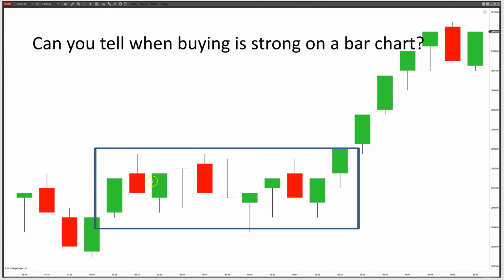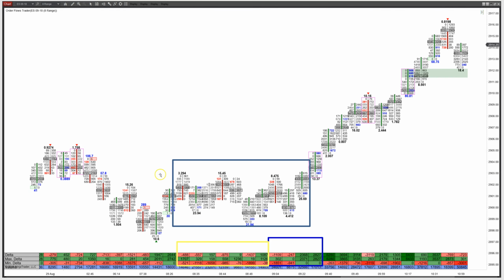This is the sideways area right here on an order flow chart. And you can see as we're going sideways, delta is mixed. In this yellow box down here: minus 48, minus 557, plus 157, minus 975, minus 1400, plus 1000, and then minus 1109, minus 247, plus 2368, plus 2827. Even the next bar is still strong, plus 6280. So what's happened? Delta's mixed. This is what happens when delta is mixed: you tend to go sideways. It's alternating, positive, negative, positive, negative.